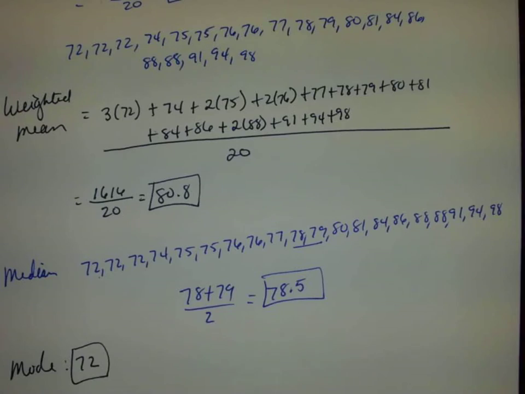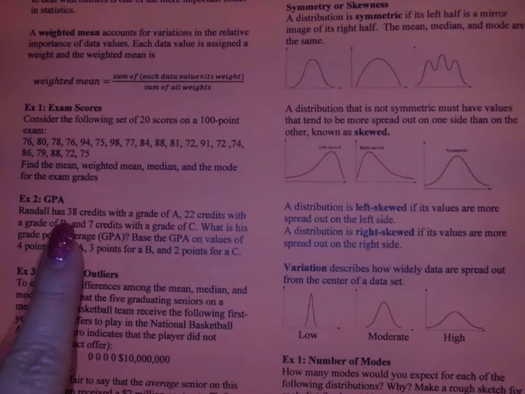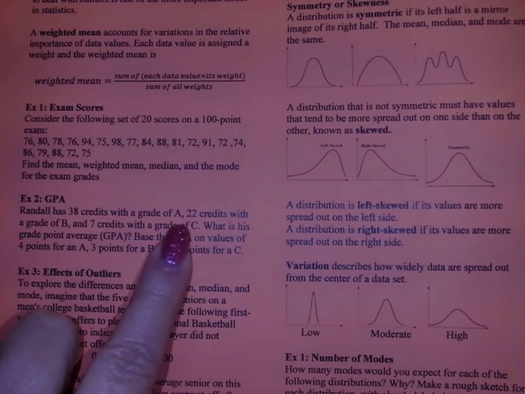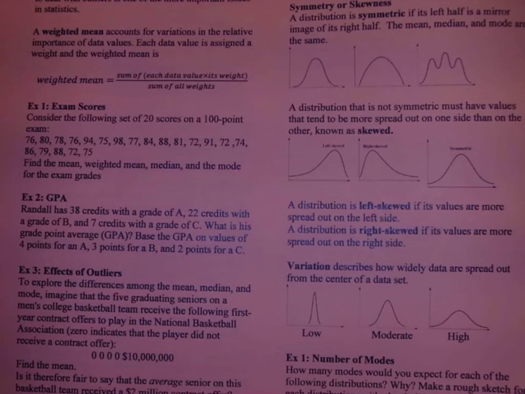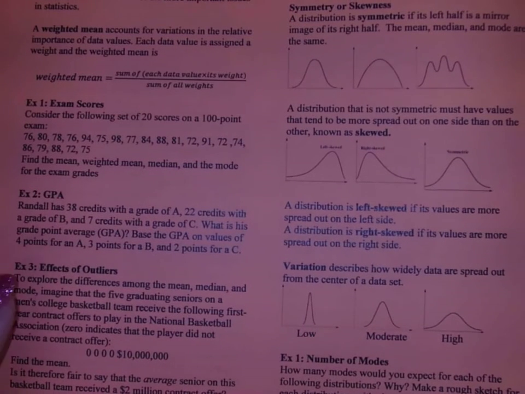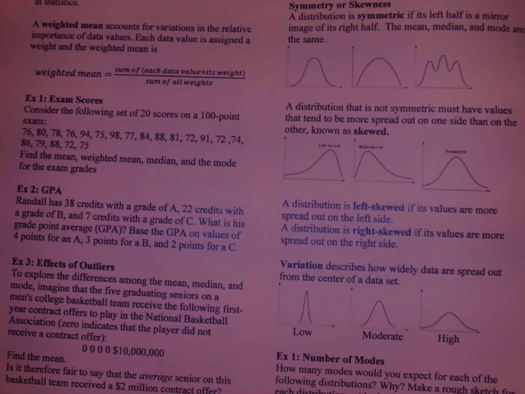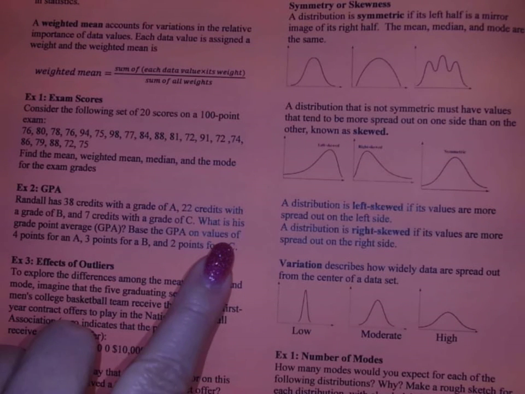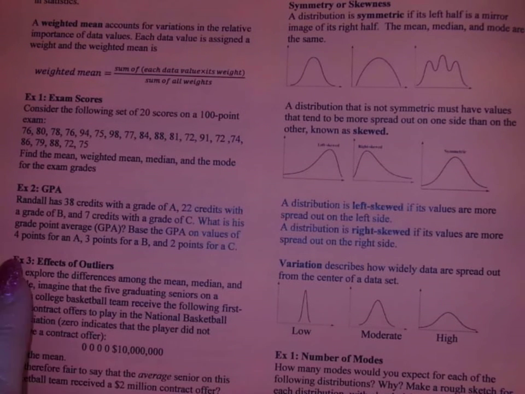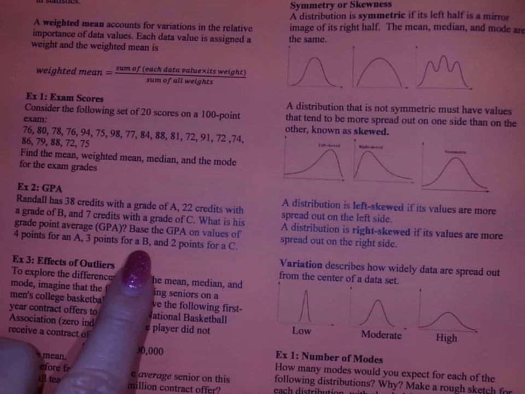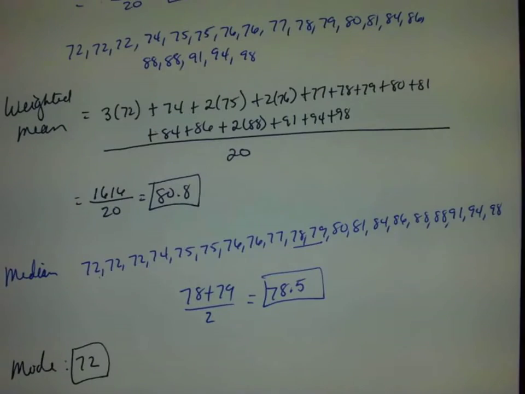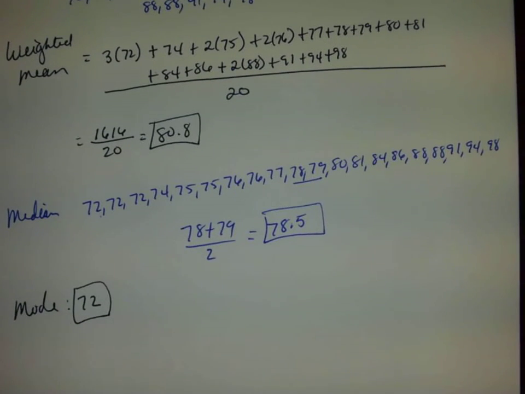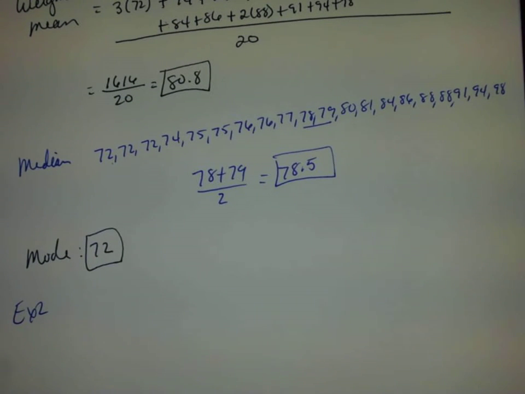All right, number 2. Randall has 38 credits with a grade of A, 22 credits with a grade of B, and 7 credits with a grade of C. What is his grade point average, or his GPA, based on the GPA of 4 points for an A, 3 points for a B, and 2 points for a C? All right, so for example 2, we're looking at Randall's grades. So we're going to do a weighted mean for this.